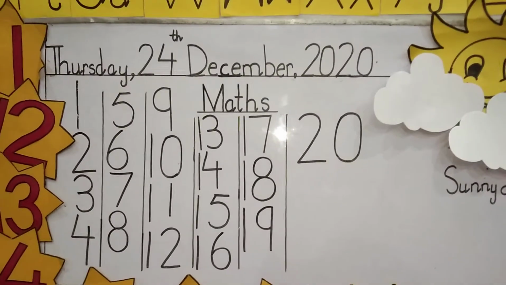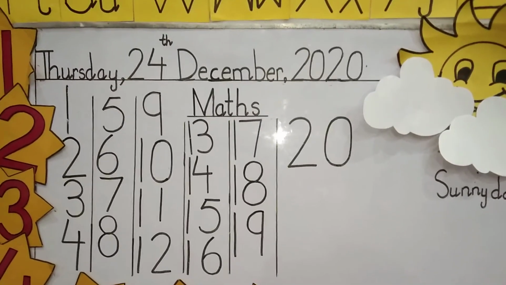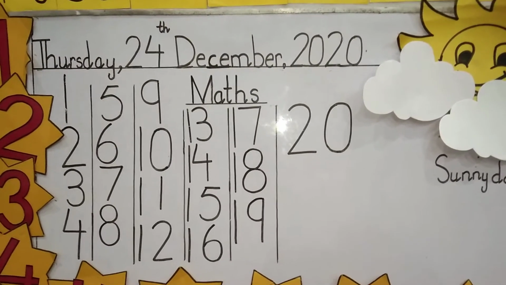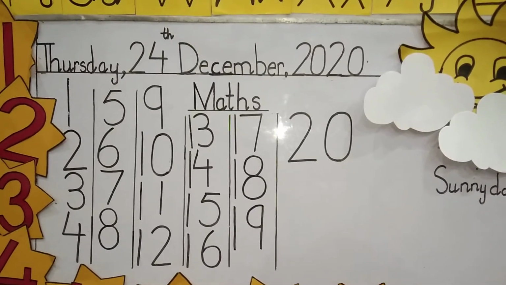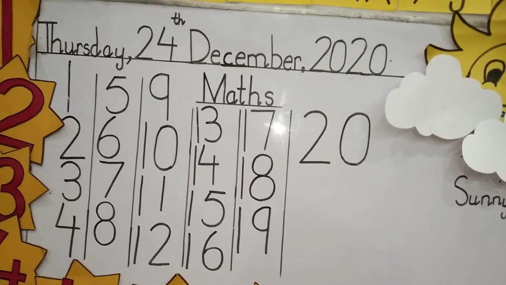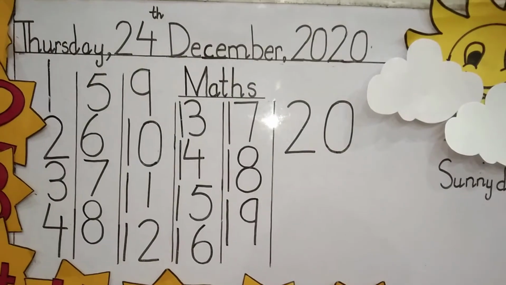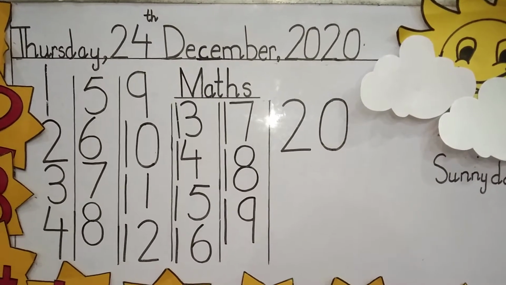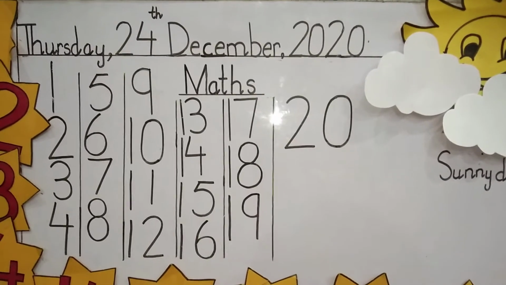Okay class, now we will start the greeting rhyme. Good morning, good morning, good morning, how are you? I'm fine, I'm fine, I'm fine, thank you. Good afternoon, good afternoon, good afternoon, how are you? I'm not good, I'm not good, I'm not good, oh no. Good evening, good evening, good evening, how are you? I'm great, I'm great, I'm great, thank you.